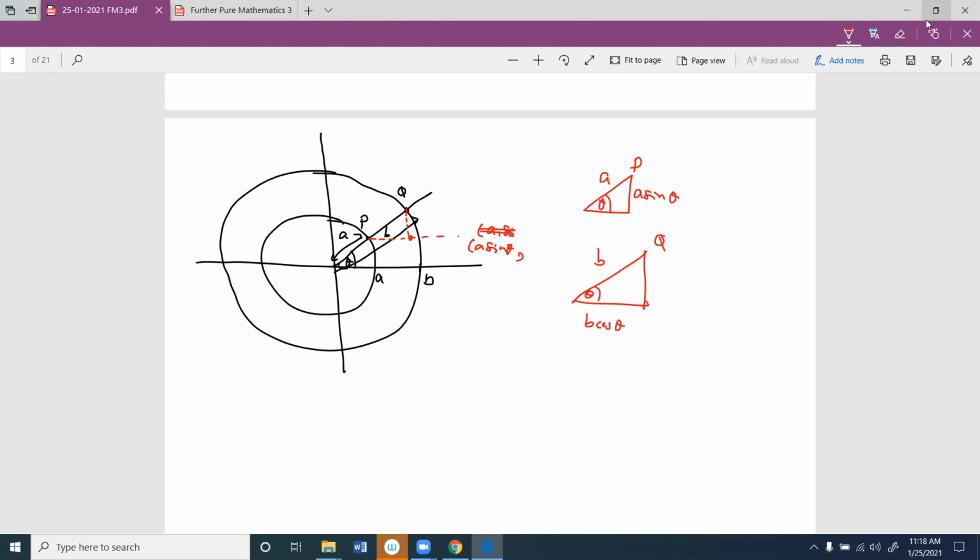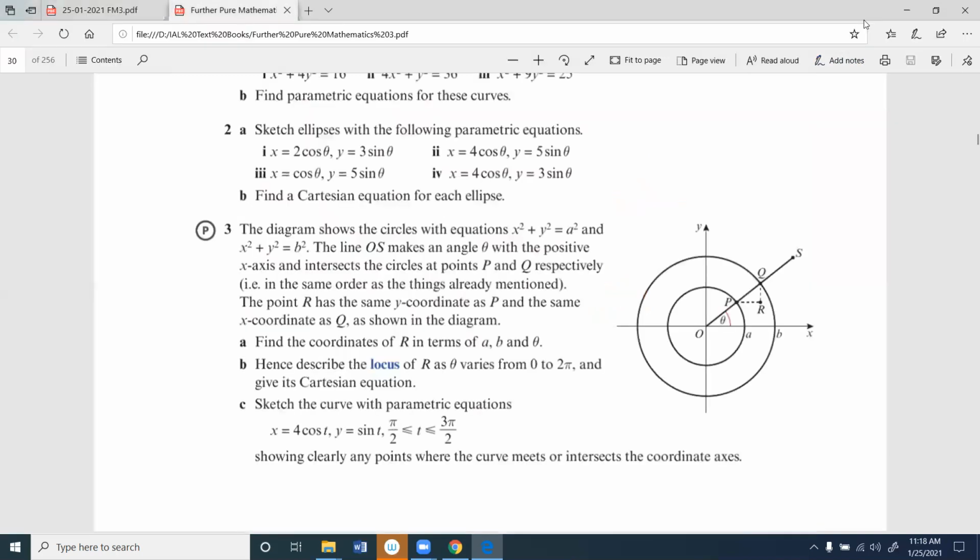So therefore, the x coordinate becomes, sorry, I drew it in a wrong way. The y coordinate is A sin theta. This A sin theta is the y coordinate, and the x coordinate becomes B cos theta. I think you can understand what I drew over here. That's all. This is the value over here. So this is the same y coordinate, and the x coordinate is B cos theta. Then what they refer to is, hence describe the locus of R in terms of the Cartesian equation. This is pretty simple.